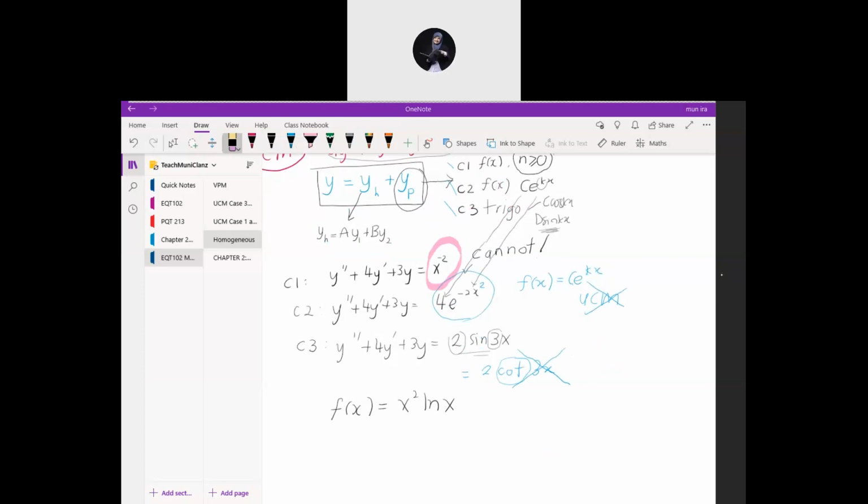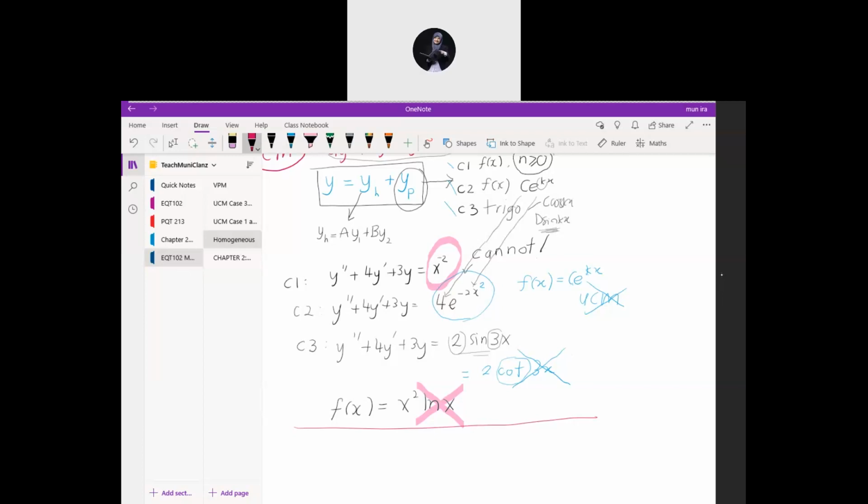Cannot. Why cannot? Yes, because of this one. Okay, so that we cannot solve this kind of equation by using UCM. Boleh? Okay. Ini sebenarnya saya dah beritahu. Lagi apa lagi nak tahu? I don't want to calculate because the calculation is panjang kan?